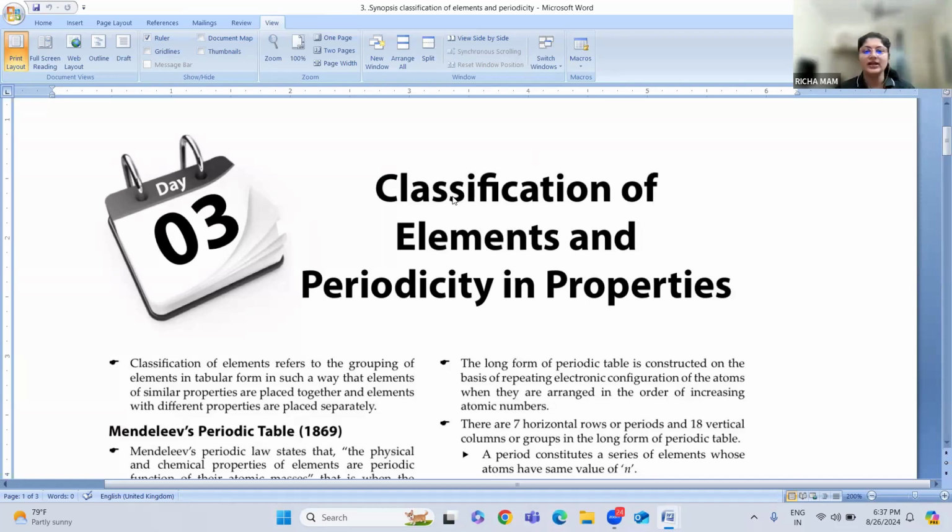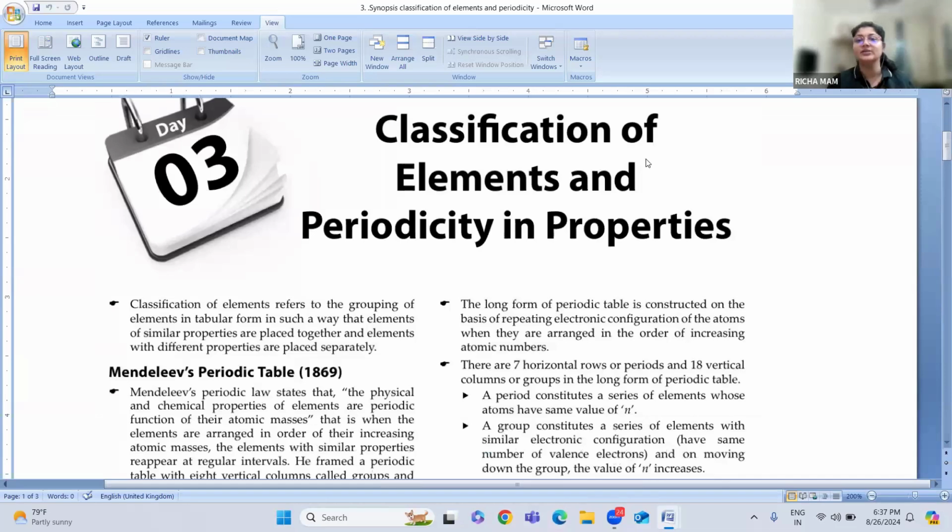Fine. So in the last class, we were discussing the classification of elements and their properties. There are 118 elements in the periodic table, so it is very difficult to study each element separately. We are studying them in different blocks, in different groups: S block, P block, D block, and F block elements.